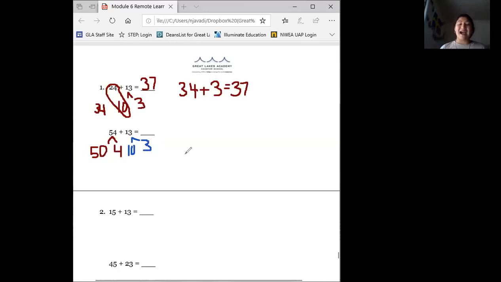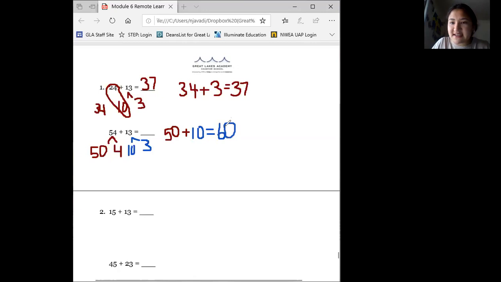Now, we can add together the tens first. So we're going to write 50 plus, go ahead and write this on your page as I'm writing, 10, and let's see what that equals. We have 50, which is equal to 5 tens, and 10, which is equal to 1 ten. 5 tens plus 1 ten is equal to, that's right, 6 tens. 6 tens is equal to the number 60. You got it.